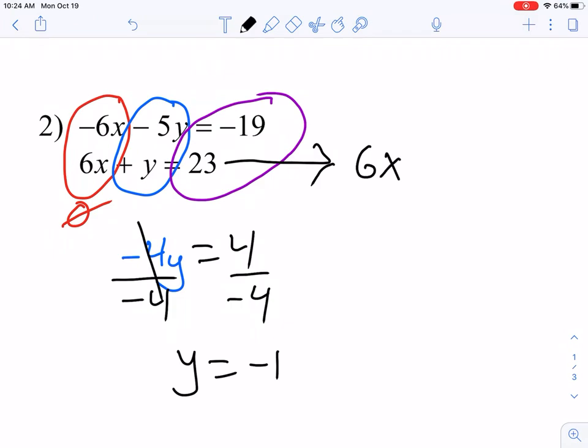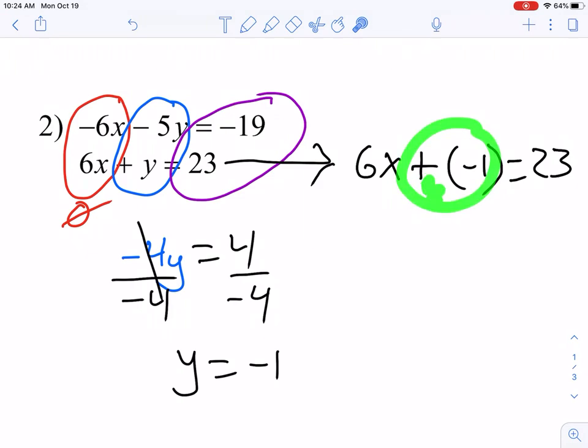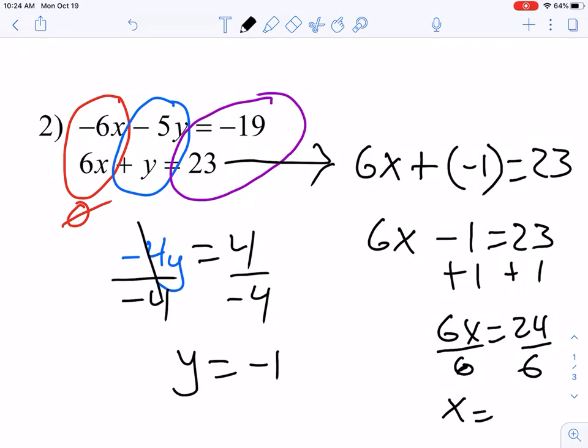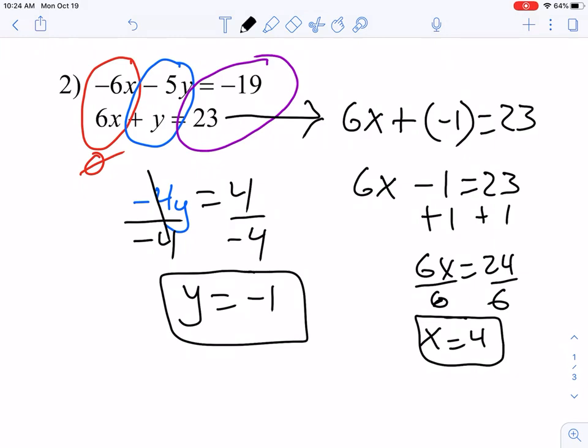So I have 6x plus, instead of y, I'm going to put a negative 1, equals 23. This plus negative 1, if that's messy to you, which it is to me, I can just write 6x and then minus 1 equals 23. Now I can solve by adding 1 to both sides, so 6x equals 24. Divide 6, and x equals 4. And then we always write our solution as an ordered pair, our x value, comma, our y value.